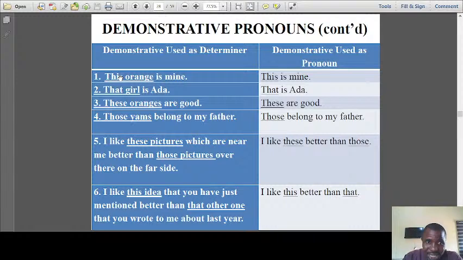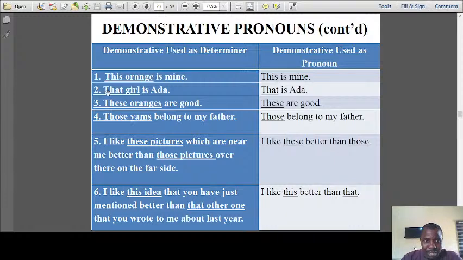So we are pointing at this orange. The orange is very close. We are pointing at it, this orange, and it is this orange here. We are going to replace this noun phrase, this orange, with a pronoun. This is mine. You understood this is what? The orange. This is mine. This is a pronoun standing in place of this orange, eliminating the noun phrase this orange, because it has been understood.